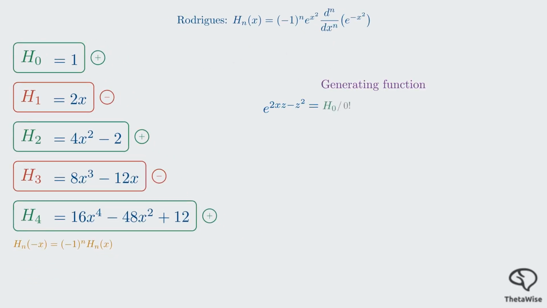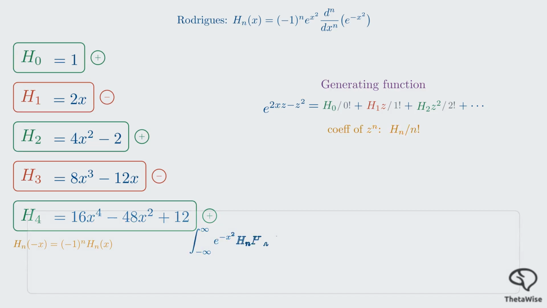The generating function is e to the power 2xz minus z squared equal to the sum from n equals 0 to infinity of H_n(x) divided by n factorial times z^n. Therefore, the coefficient of z^n is H_n divided by n factorial.